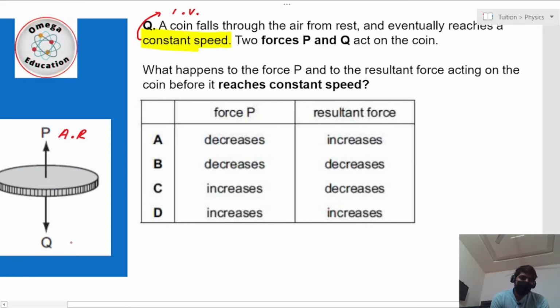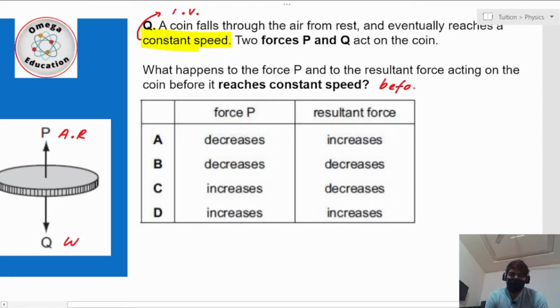The force downward would be the weight of the object. So what happens to P and what happens to the resultant force on the coin before it reaches the constant speed? Okay, all right. So the question they are asking is, what happens to the force P and what happens to the resultant force before it reaches the terminal velocity?